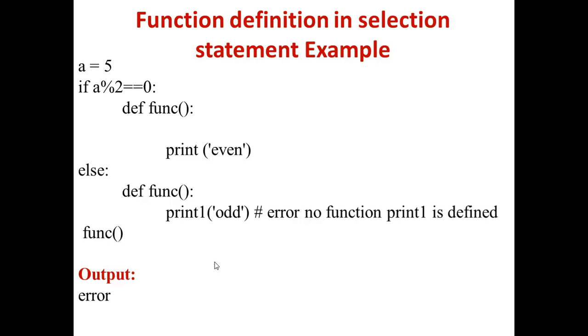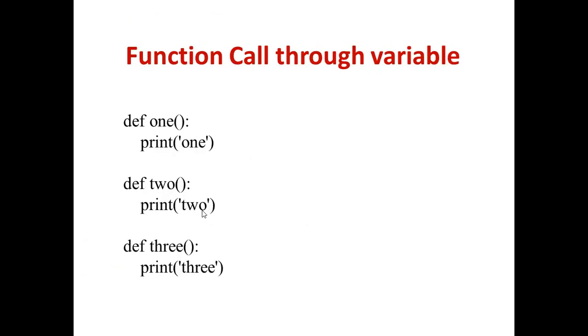Again, in this case, it's supposed to execute the else part, but my function definition header is correct, while inside my function body I have given print1. So again, there is an error. Instead, if I give only print, it will work normally. So not a problem. Now see how we can call through a variable. A function can be called through a variable. It is possible. Look at it.